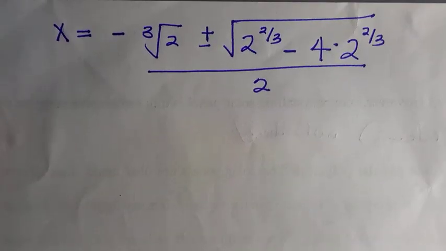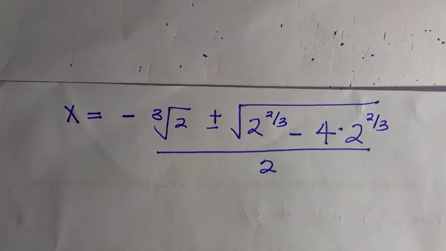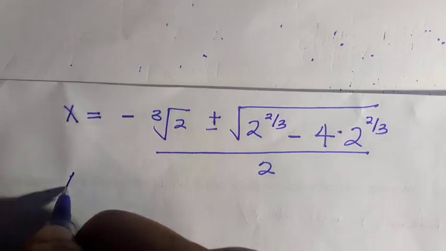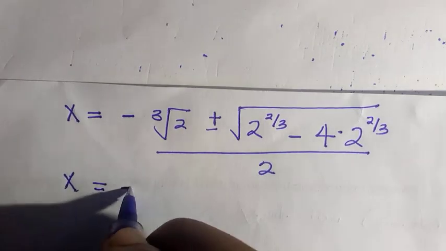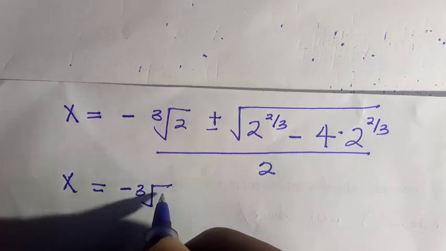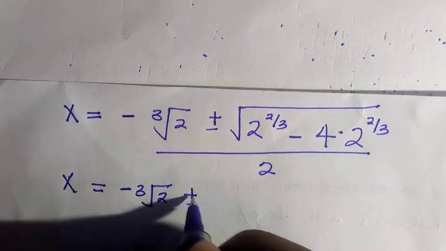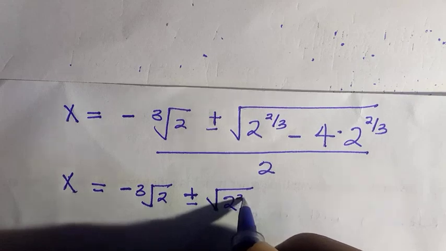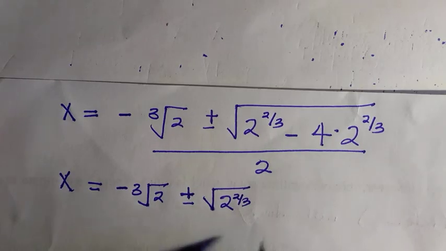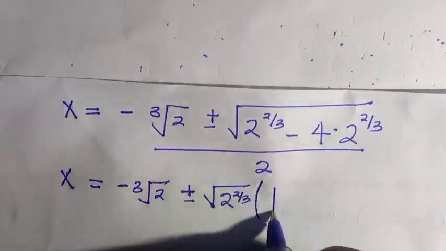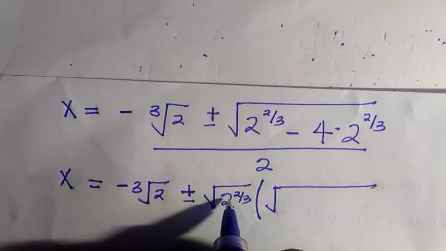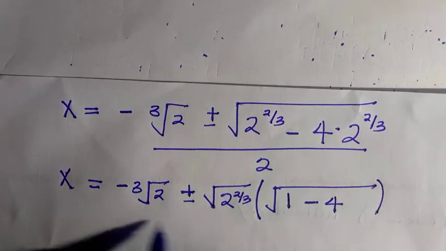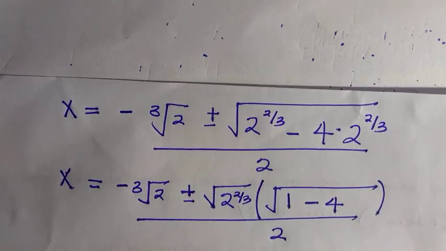Then, since from this we have what is common to both, which is 2 raised to power of 2 over 3, we have x equals minus cube root of 2 plus or minus, if you take it out, the square root of 2 raised to power of 2 over 3. We take it out, then we create a bracket, another root, so here becomes 1 minus 4, and we divide everything by 2.